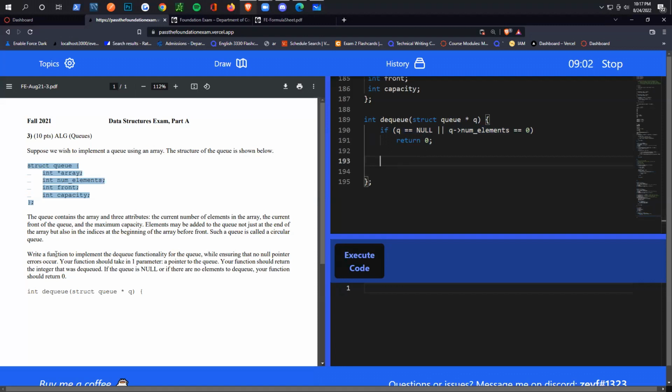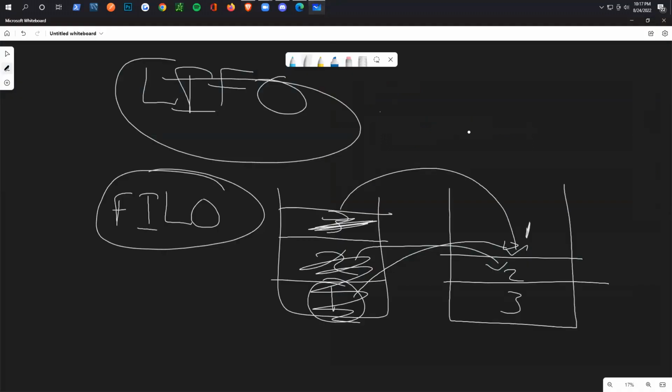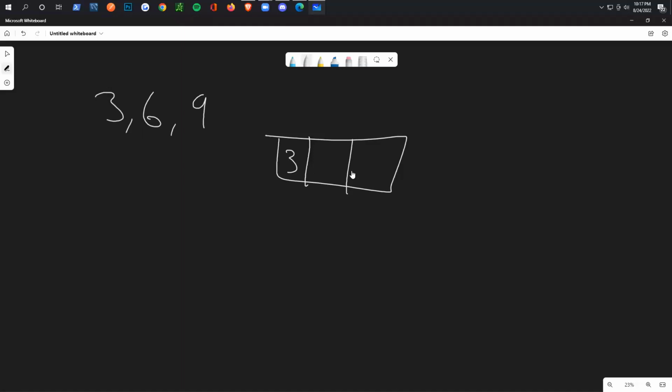Okay, so now the next thing we have to do is dequeue. So let's think about how a dequeue works. This is, by the way, a circular linked list array implementation. So the whole idea is, let's say you want to add some elements in. So let's add in a couple numbers, 3, 6, 9, right? So 3, 6, and 9, right? So we're good. Our front is here. Our number of elements is 3. F is 0, so that's our front.